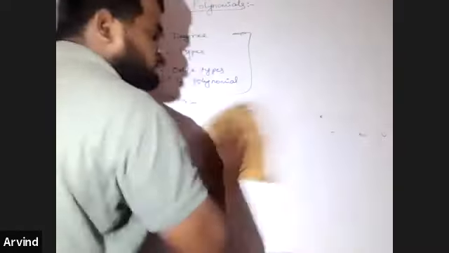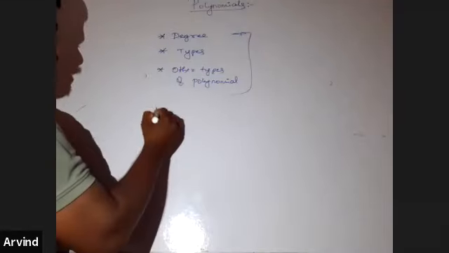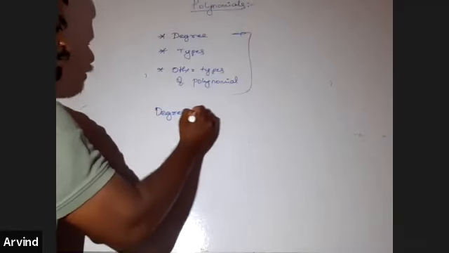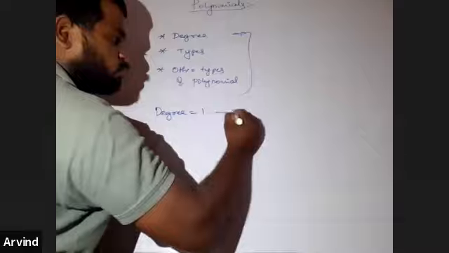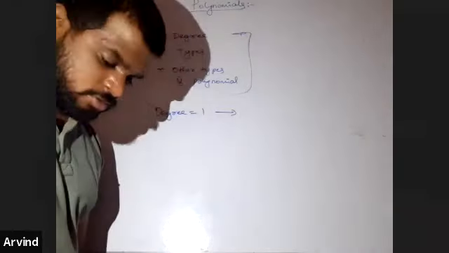Now, what are the types? Based on the degree, you have certain types. If the degree of the polynomial is 1, then we call it as what? Already monomial done. No. Linear.